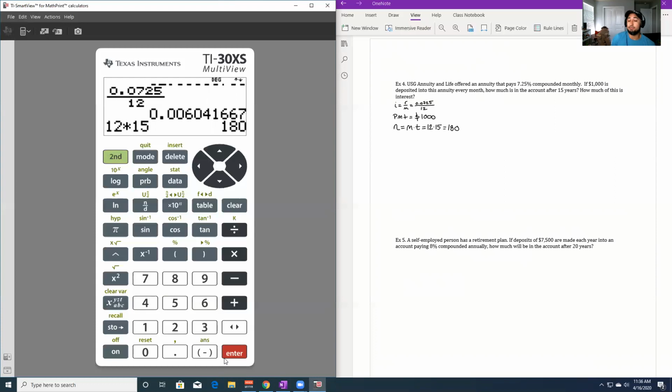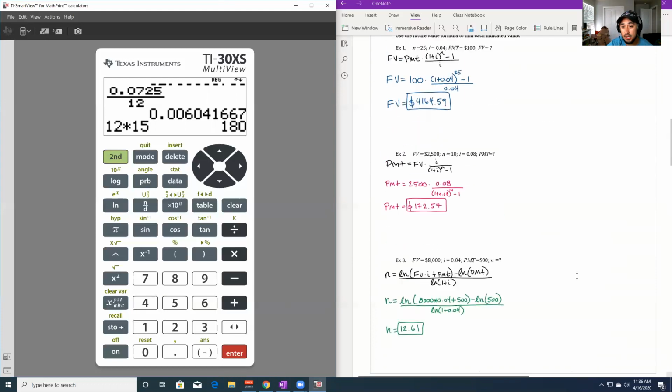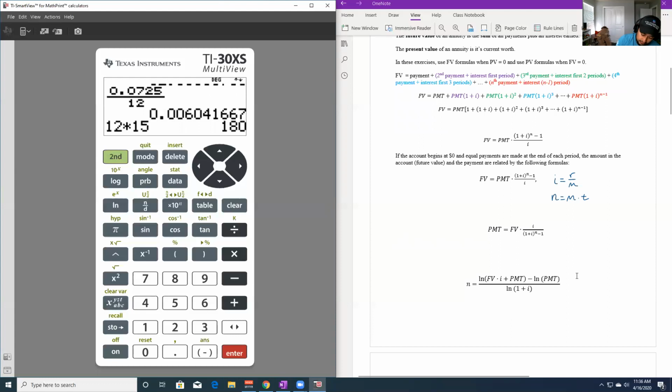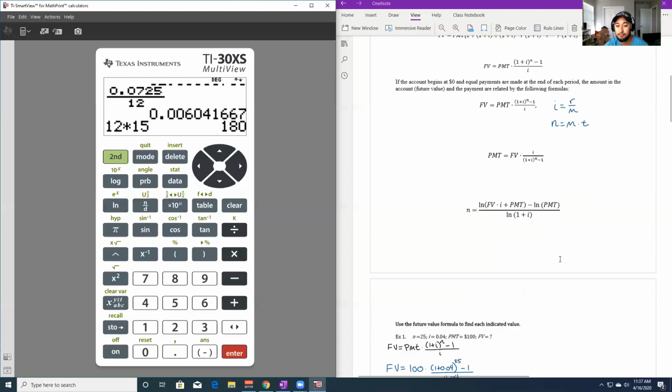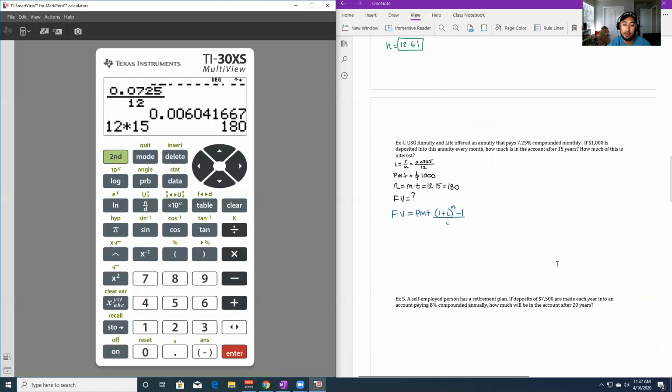180. Okay. So this means that if we have I, we have payment, we have N, this means we are looking for the future value. So we will use the future value formula above. And I'll write it again for this problem. So future value is given by payment times 1 plus I to the n minus 1 over I. Payment times 1 plus I to the n minus 1 over I. Okay, there's our formula. Now let's use it.